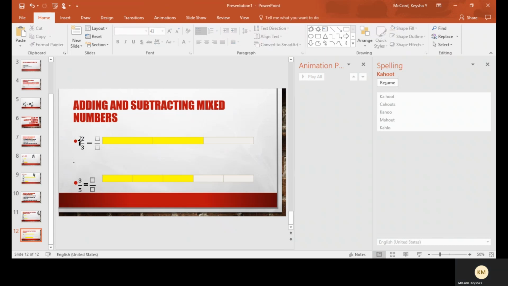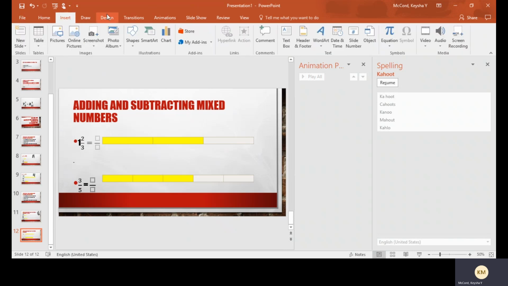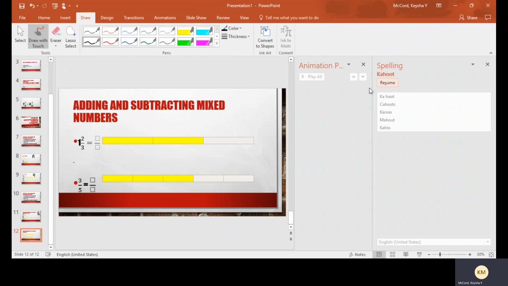So 2/3 and 3/5 obviously do not have the same denominator. Here I have 3 pieces, and here I have 5. I need to find a way to make these the same. So we're going to look for our least common denominator. I'm going to make a T-chart, and I'm going to put 3 and 5.